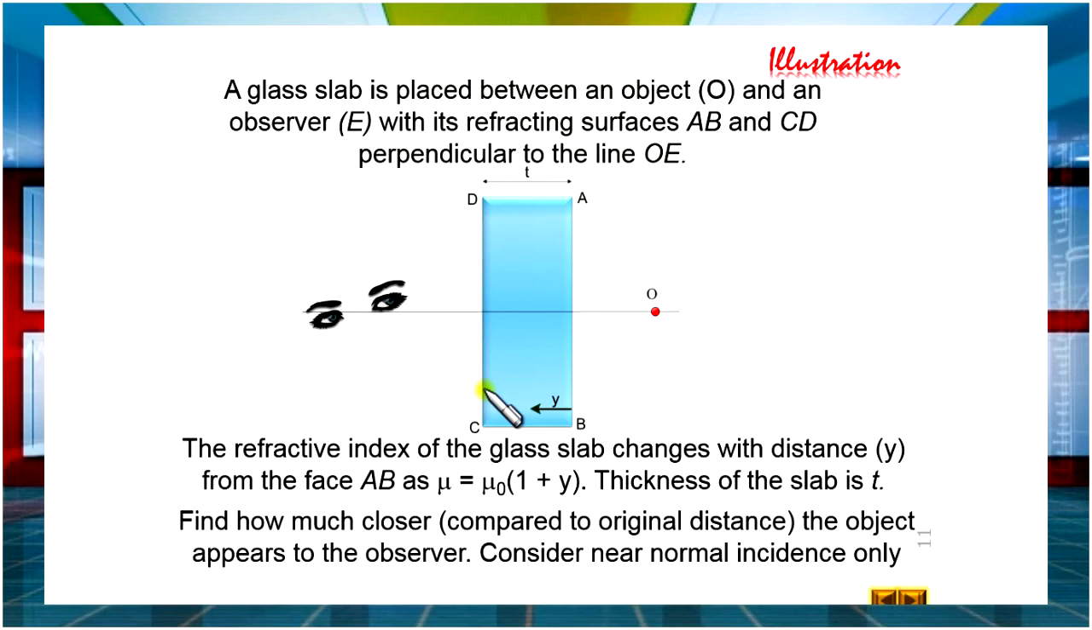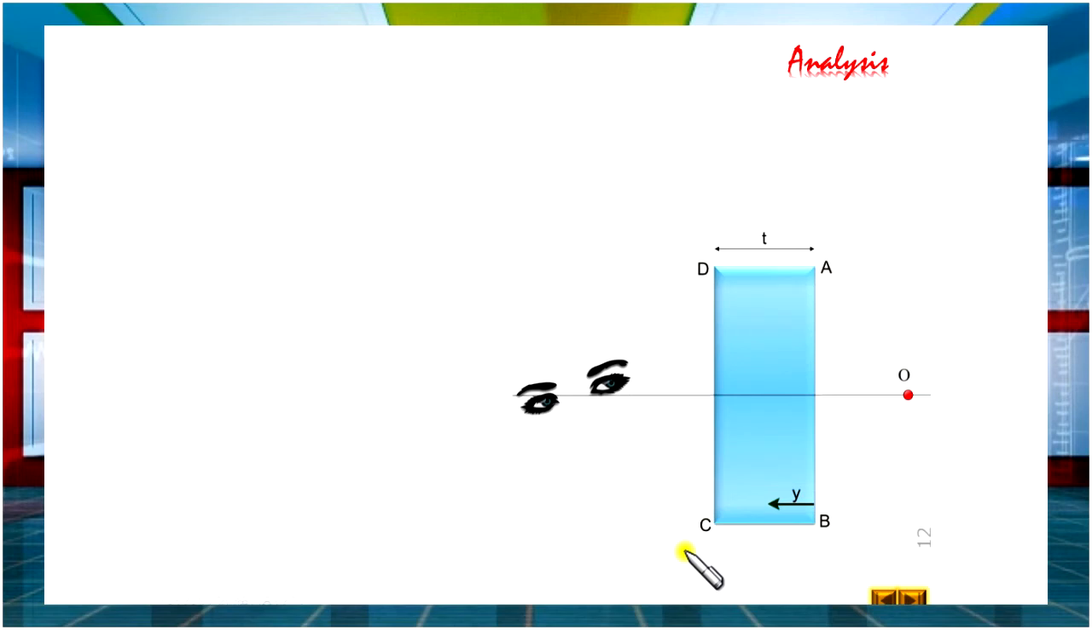constant and it was placed in a medium where the refractive index of the medium is less than the refractive index of the slab. But here the refractive index is not constant, it is varying with the distance, right? So let us make the diagram again here. Because there is variation in the refractive index of the material of the slab.